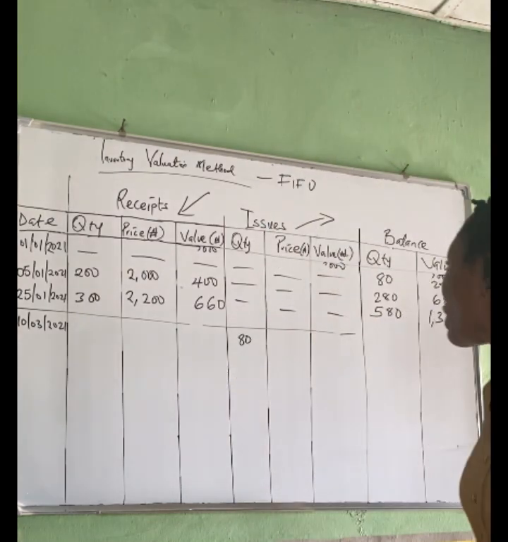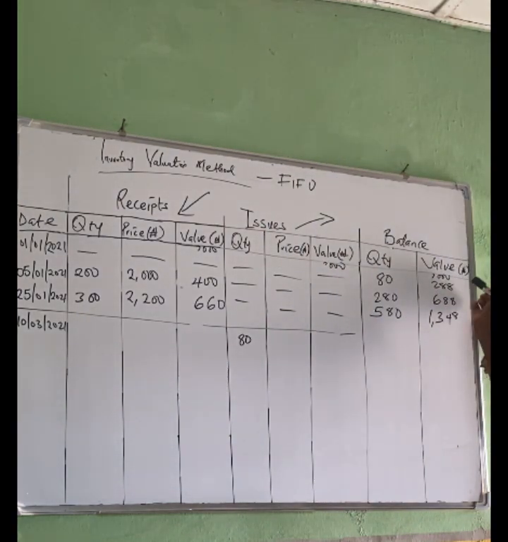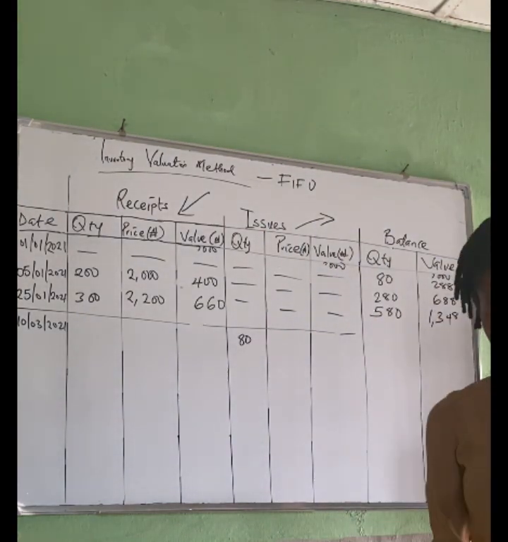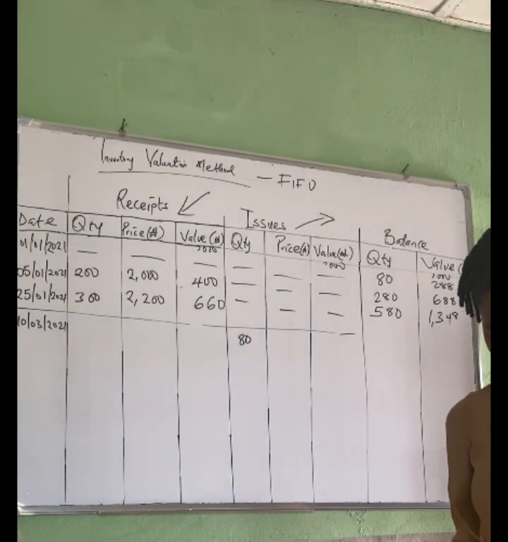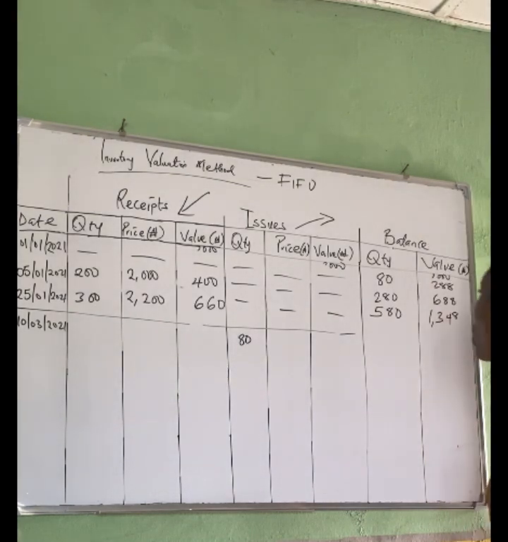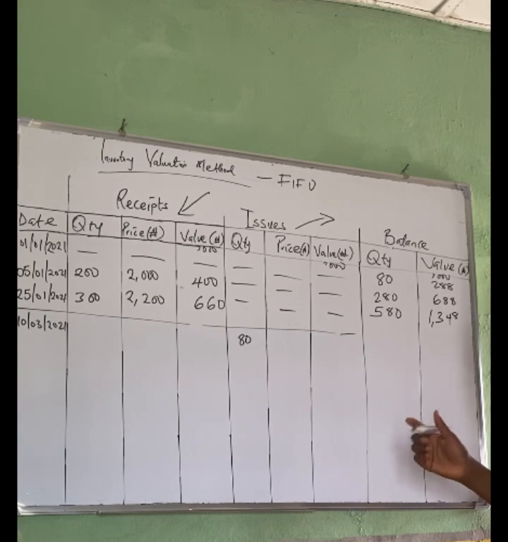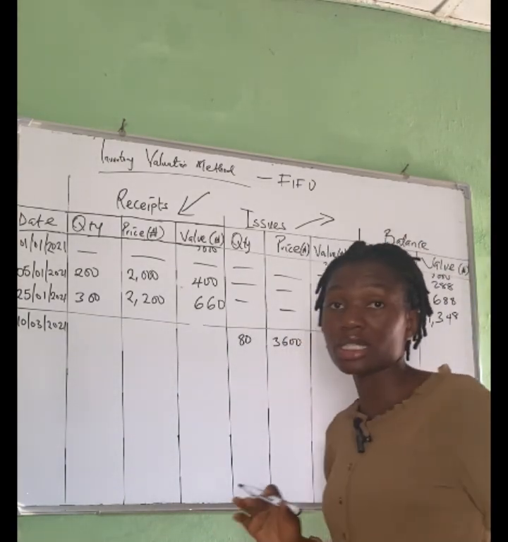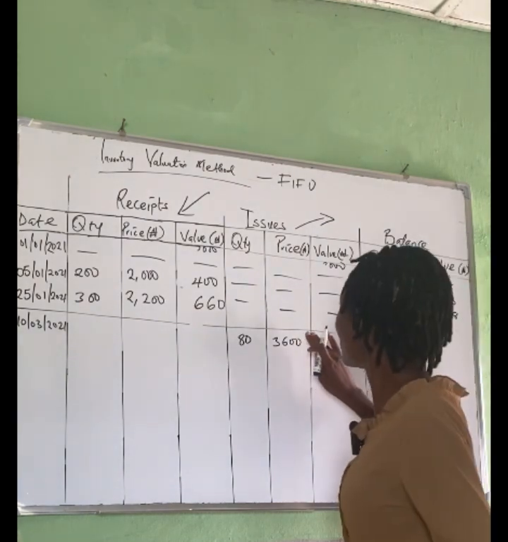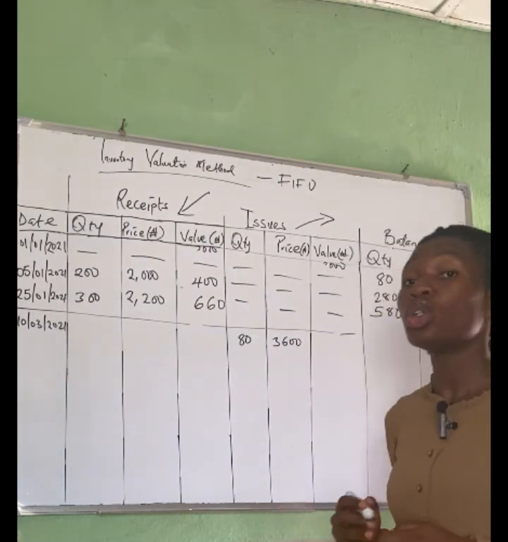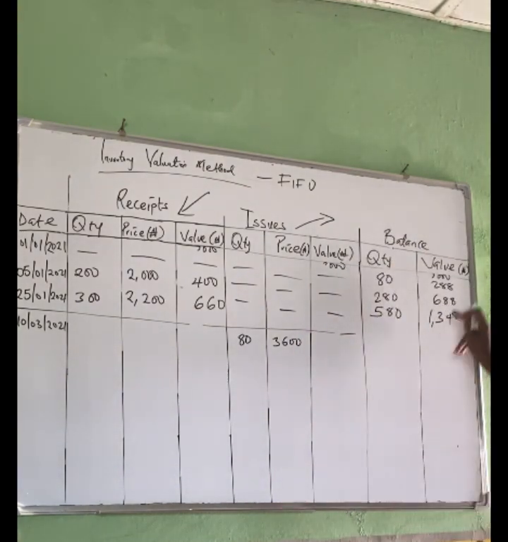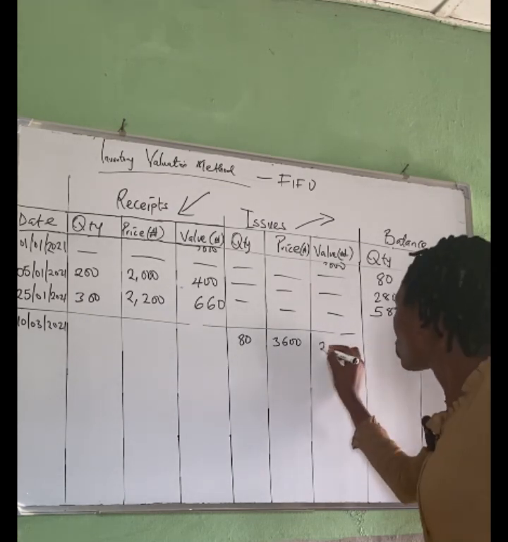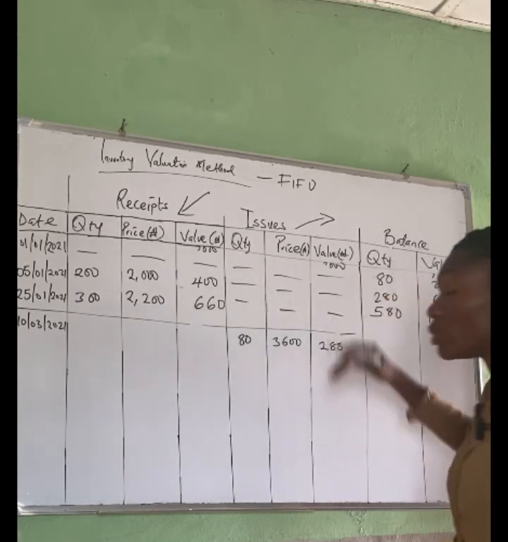Well, for our price for the balance, we'll be dividing 288,000 by 80. Okay, so that will be giving us 3,600. The price we got per unit is 3,600 for those 80. Now we are suspending, okay, it's for the value. So the 3,600, when we multiply, we'll be having 288,000. We are suspending three zeros.